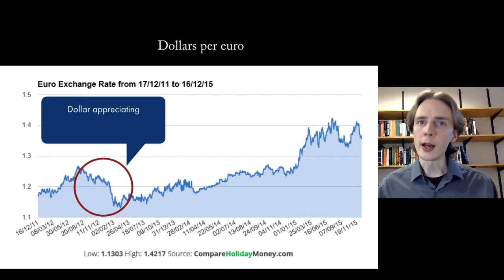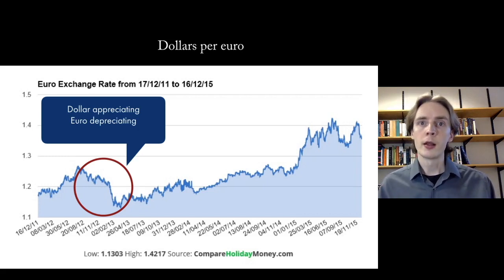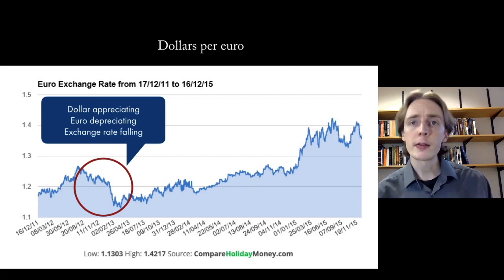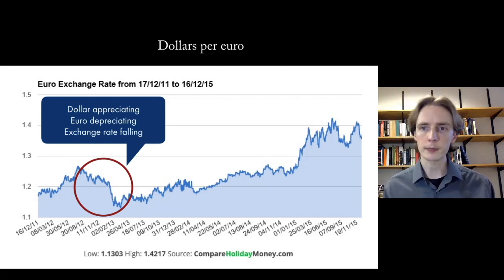So the dollar is appreciating relative to the euro, which also means that the euro is depreciating relative to the dollar. Now it takes more euros to buy $1, or you can buy more euros with $1. And finally, because the units have the home currency in the numerator, this graph is tracking the actual exchange rate.